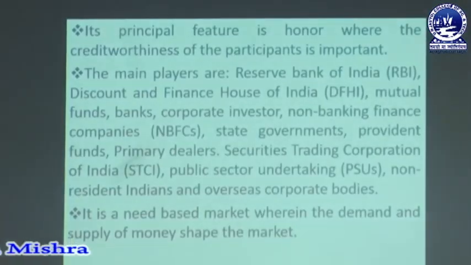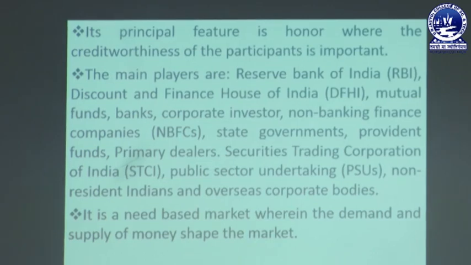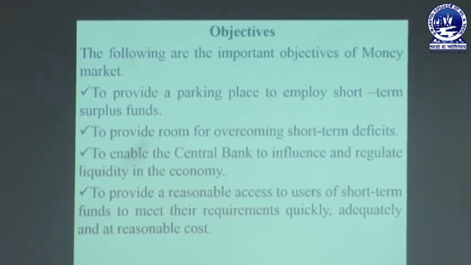Then it is a need based market where the demand and supply of money shape the market. As it is a market for short term, everything is made based on the demand. So, based on the demand and the supply, the price is determined. Next, what are the principal objectives of a money market? The following are the main important objectives.